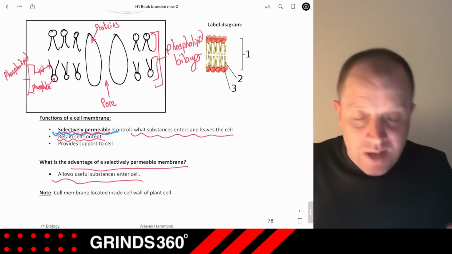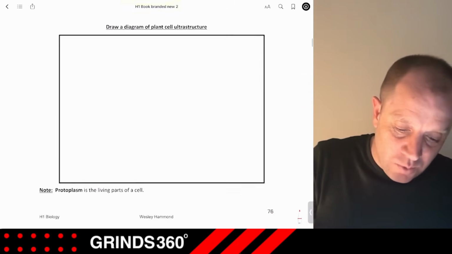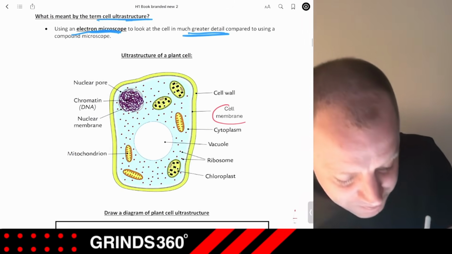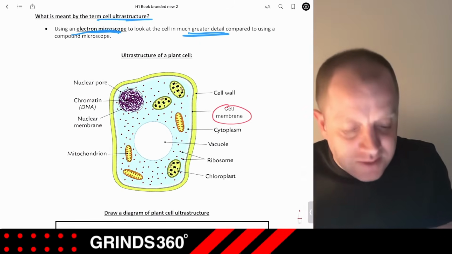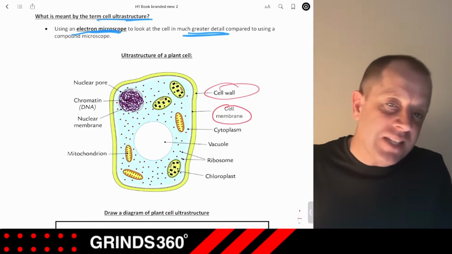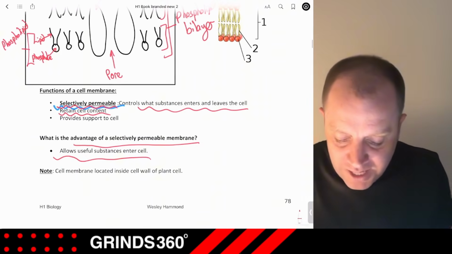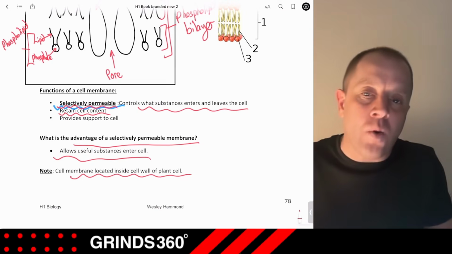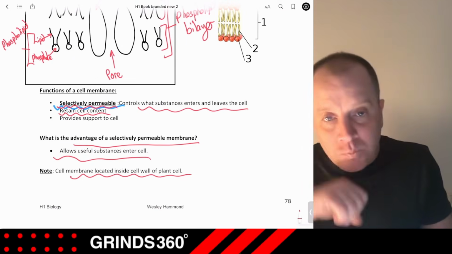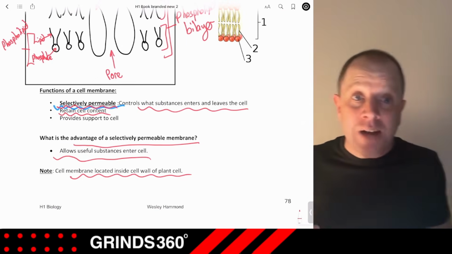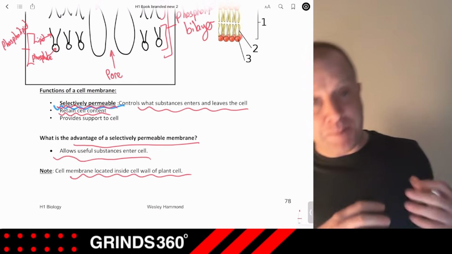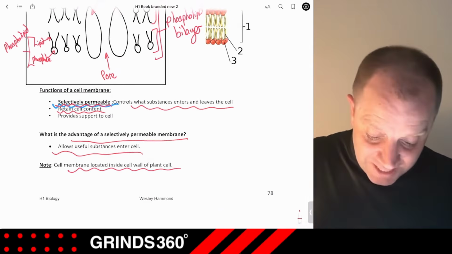Now, you were asked once in your leaving cert this question. Where is a cell membrane in a plant cell? Where is it located? It's located immediately inside the cell wall. So let's just note that there. It's located inside the cell wall of a plant cell. So that's where a cell membrane is located. Now, in an animal cell, it's the outside layer. But in a plant cell, it's located immediately inside the cell wall.